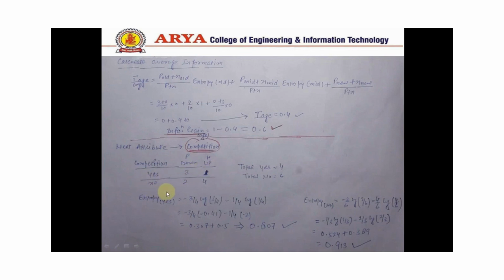Now the whole process will be repeated for the other features, that is competition and type. So again we are creating the table for competition. We have 2 types of attributes, yes and no. We calculated all the things: 3 down, 1 up for yes, and in the same manner for no, 2 down and 4 up. So total yes are 4, total no are 6. Again we calculate the entropy for yes, and the entropy for no. Then we calculate average information for competition. Then we apply the information gain formula.